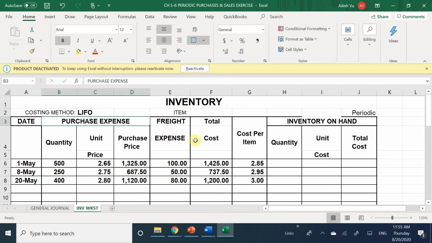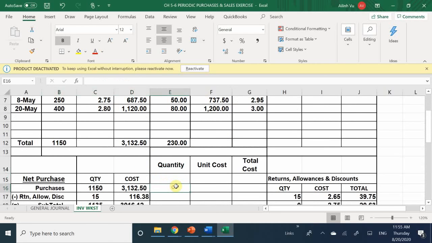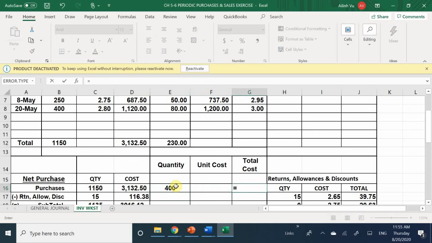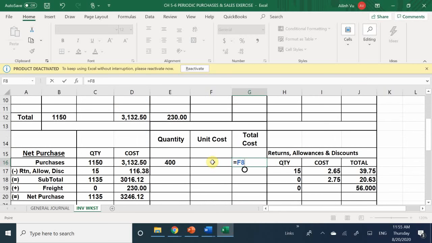LIFO. So what batch do I start first? Last batch, 200. Last batch of 400. Now this batch of 400 was discounted, yes, right? So now we need to calculate this new number. So we're going to take our 1200 and minus the discount, because the value of it is no longer 1200. It's actually for this amount.